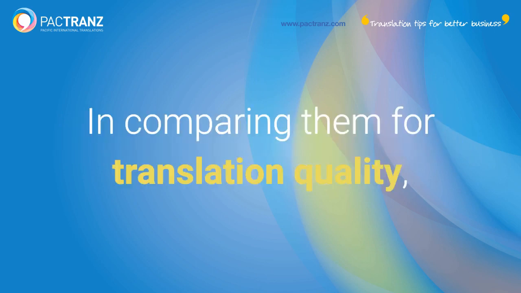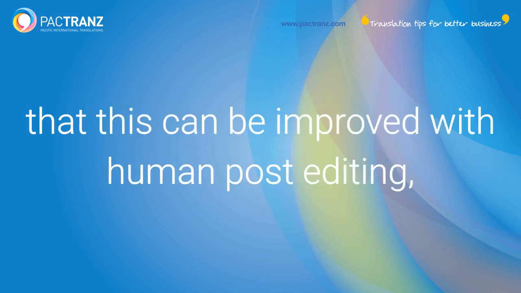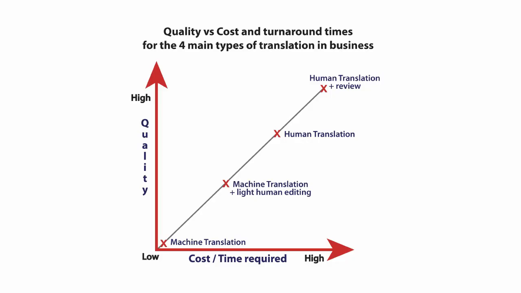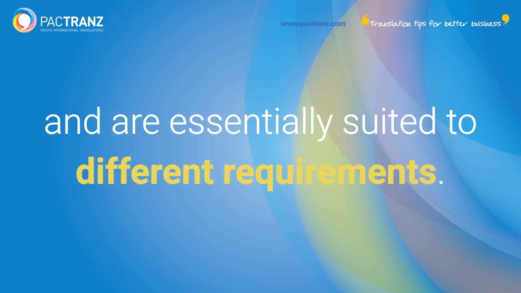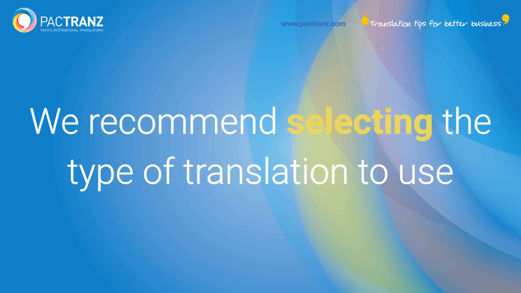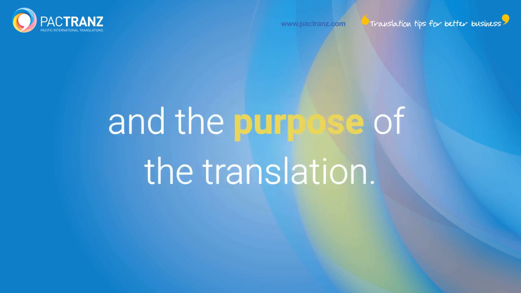In comparing them for translation quality, we've seen how machine translation produces low quality, that this can be improved with human post-editing, but is surpassed by human translation, and the highest level comes from human translation plus revision. As you'd expect, this increase in translation quality comes with corresponding increases in turnaround time and cost. The four methods each have their merits and are essentially suited to different requirements. So we recommend selecting the type of translation to use based on the level of translation quality you need and the purpose of the translation.